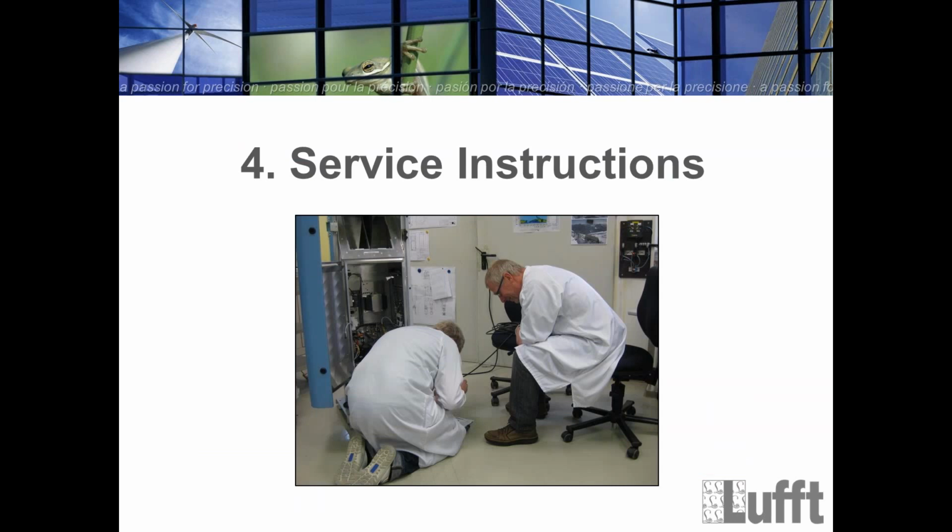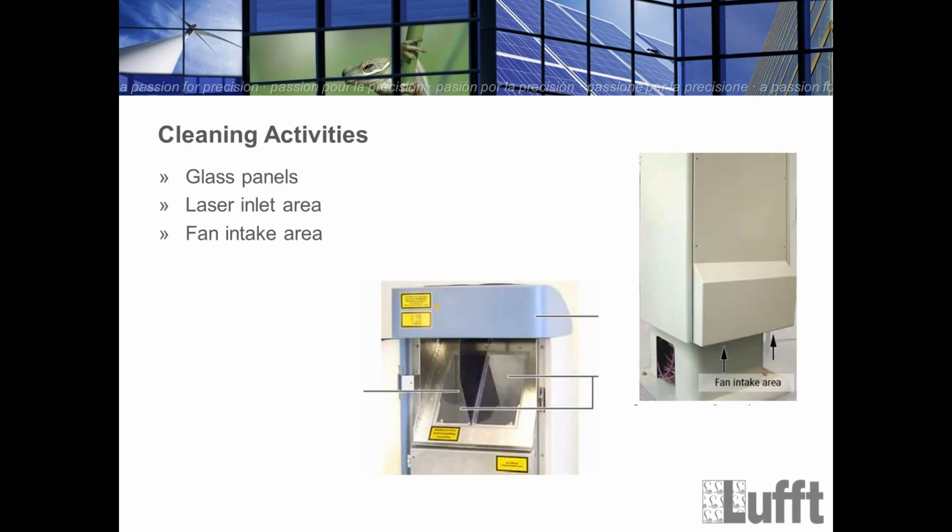For service instructions, in principle, the main maintenance you have to do is cleaning glass panels, and maybe also cleaning the fan intake, and if there are some leaves in autumn, they must be removed. Same as for the glass windows as well. The instrument will deliver, with each protocol in each file, the status of the output window. If it's getting too dirty, you are getting warned too.